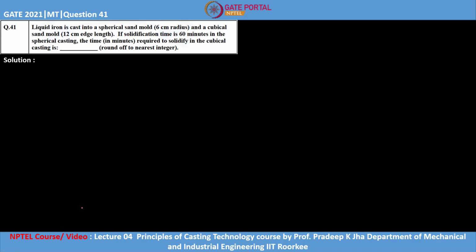So this is question number 41 of GATE 2021 Metallurgical Engineering. The question is, liquid iron is cast into a spherical sand mold of 6 centimeter radius and a cubical sand mold of 12 centimeter edge length. If solidification time is 60 minutes in the spherical casting, then the time required to solidify in the cubical casting is.